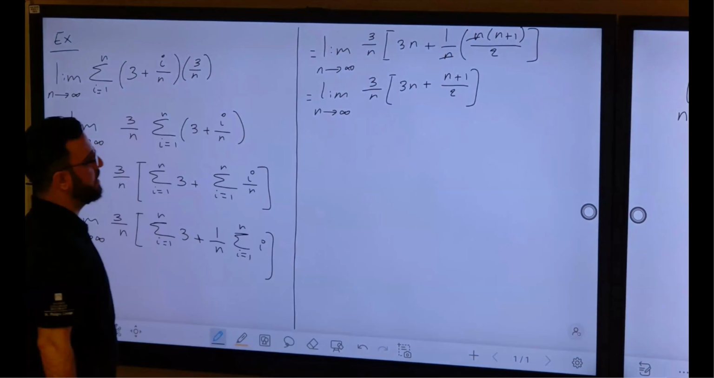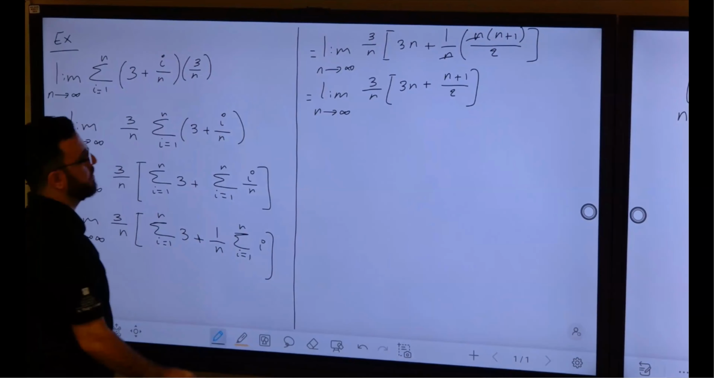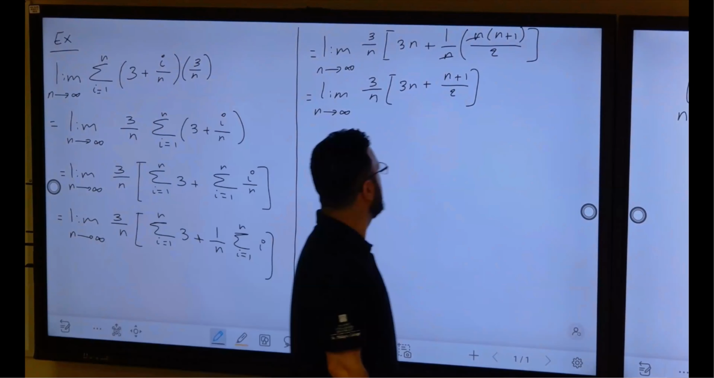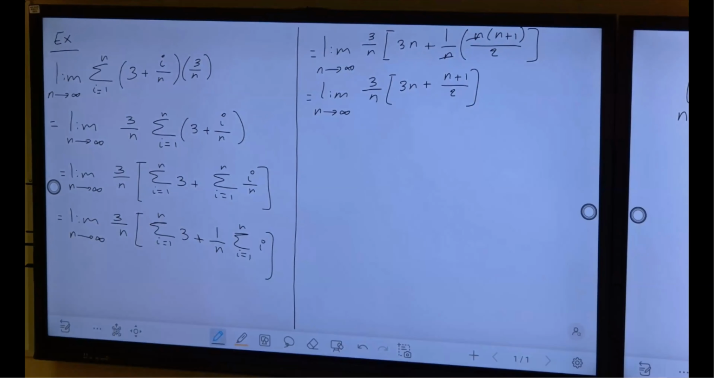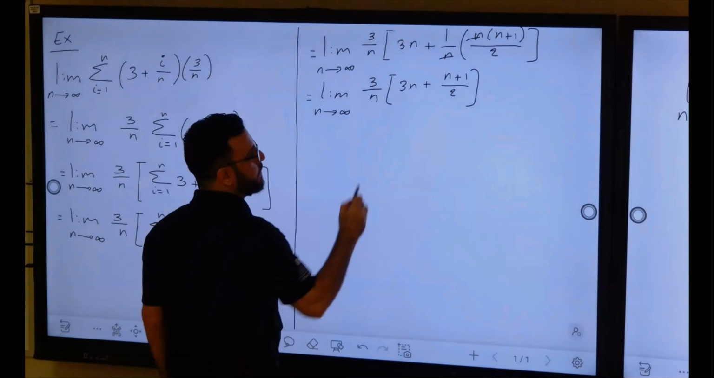Now tell me, what's the next step? What are you going to do? Can we distribute the 3 over n? Yes, you can. So it's going to be n plus 1 over 2 and 3n. Or can you make it easier? Can you add these two together?